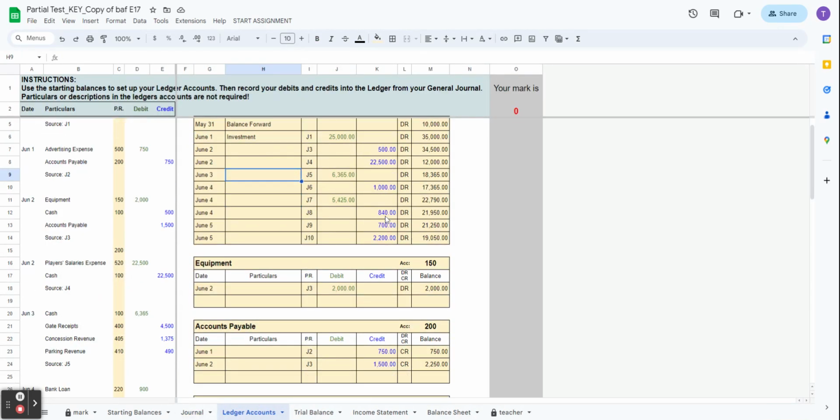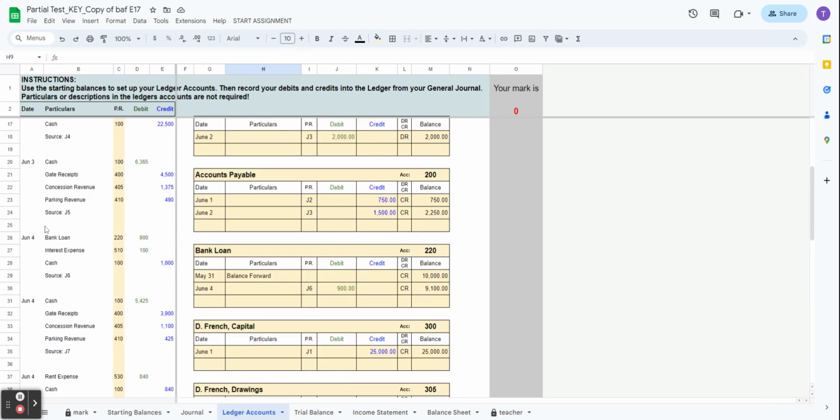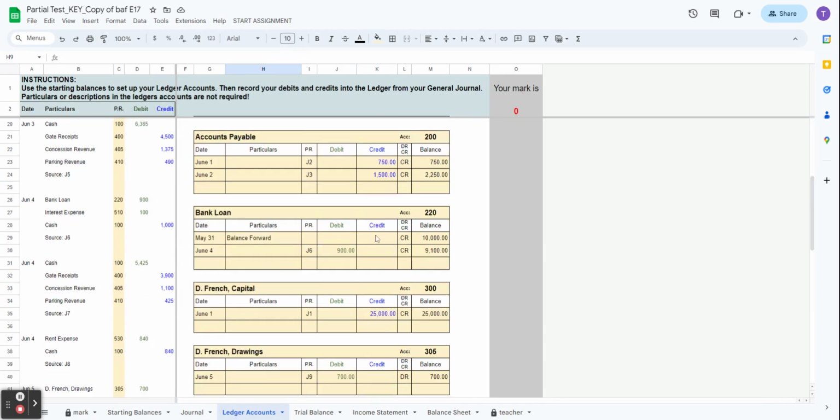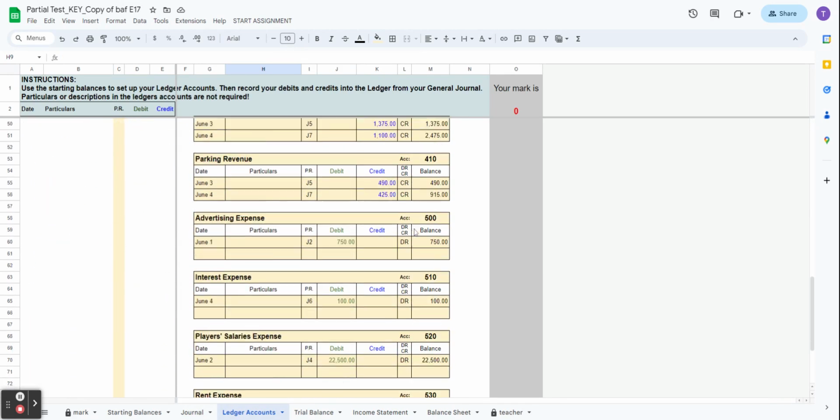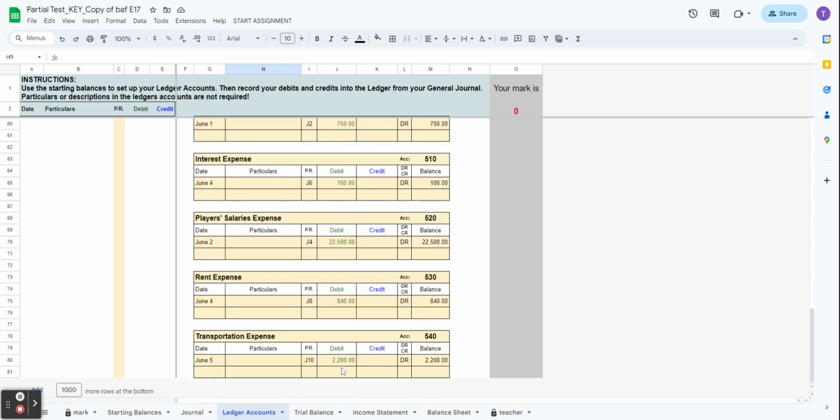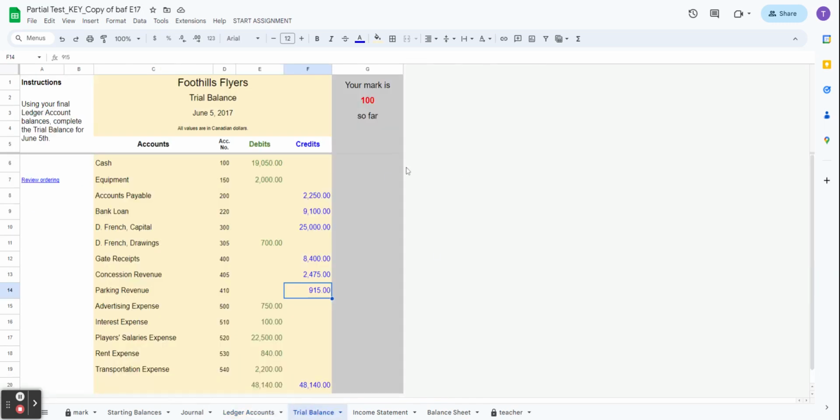That's about it for the ledger. Nothing new here, because if your journals are correct, your ledger is probably correct as well. So just make sure you have the right numbers. And we're going to move on to the trial balance. So the trial balance is also pretty straightforward, right? It seems like if you get the journal correct, you're pretty much set up for success.